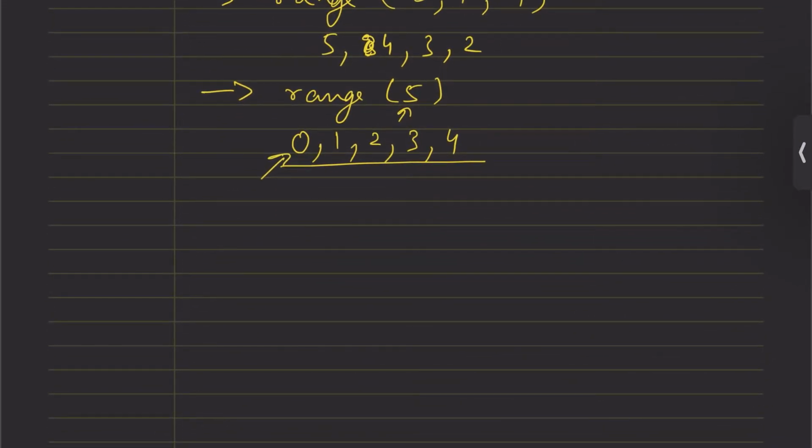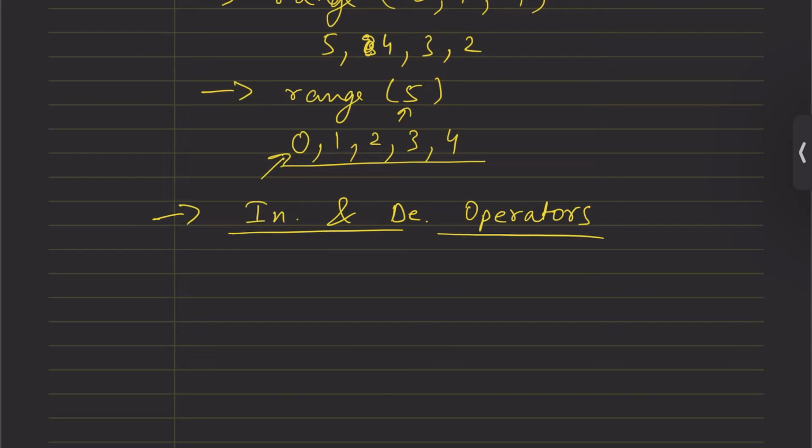Moving on to the next topic of today's session, that is increment and decrement operators. What are increment and decrement operators? These are some special operators which are used to increment and decrement values along the program. Let's see all of those one by one.